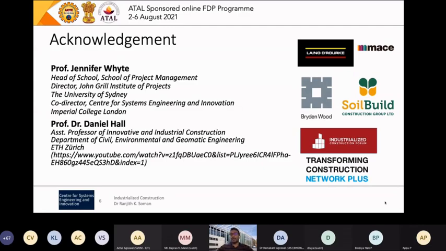I would also like to thank two industrial academic bodies. The first one is the Industrialized Construction Forum, which is out of Stanford, but currently a combination of academia and industry working together towards excellence of industrialized construction. And second is the Transforming Construction Network Plus, an Innovate UK funded research network in the UK, which has done really good work on both industrialized construction as well as on the work towards achieving net zero carbon in the construction sector.